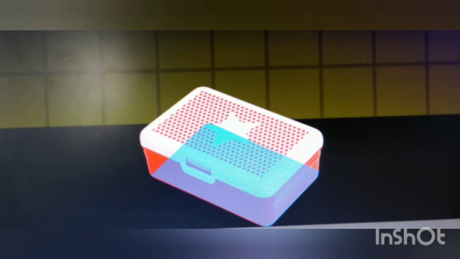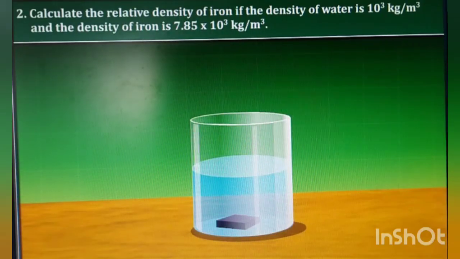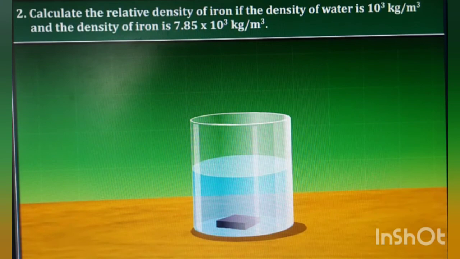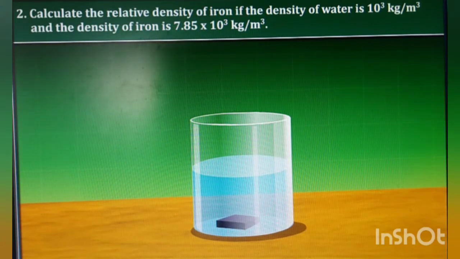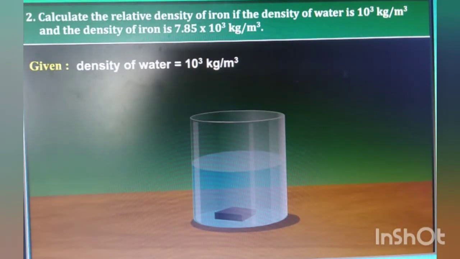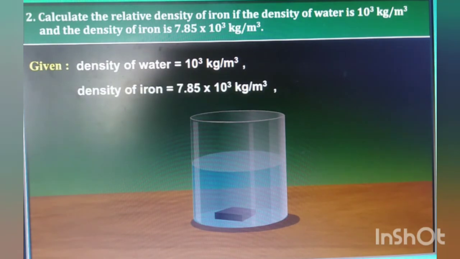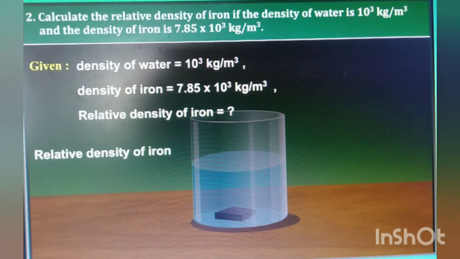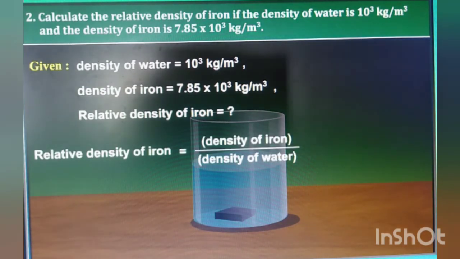Second example. Calculate the relative density of iron if the density of water is 10 raised to 3 kg per meter cube and the density of iron is 7.85 into 10 raised to 3 kg per meter cube. Given density of water is equal to 10 raised to 3 kg per meter cube. Density of iron is equal to 7.85 into 10 raised to 3 kg per meter cube.